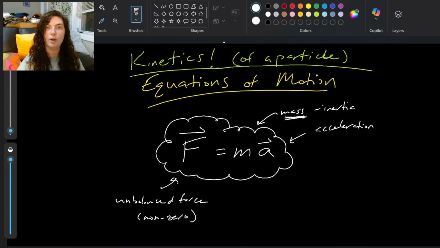Newton's second law, equations of motion, that we use to relate our forces on a body to the acceleration of that body. And this body that we're talking about, right now we're really just going to be talking about a particle. We'll talk about rigid bodies later on in the course, but right now we're just talking about a single particle that we say does have mass.